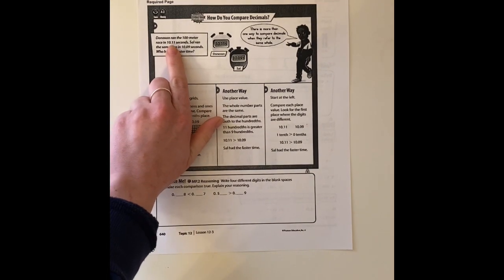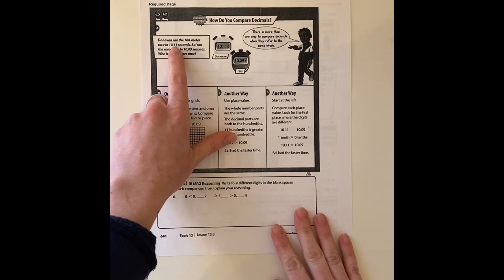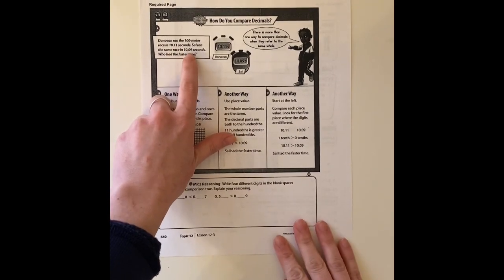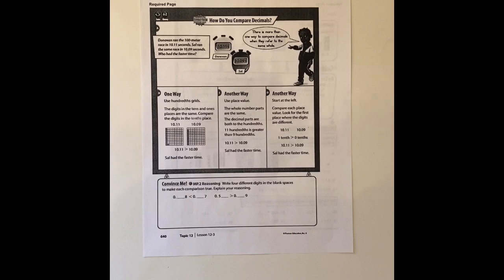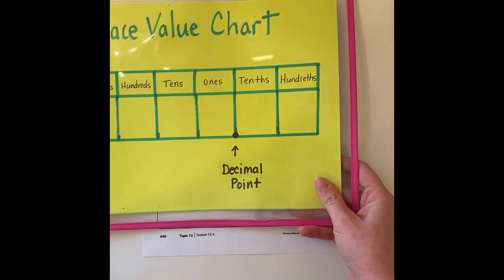So when you're reading decimals, a lot of times people want to say like 10.11. And if you read it like that, that's fine. But the proper way is to say 11 hundredths and 9 hundredths because those decimals end in the hundredths place. I showed you my place value chart, and we'll be using that a little bit again today.